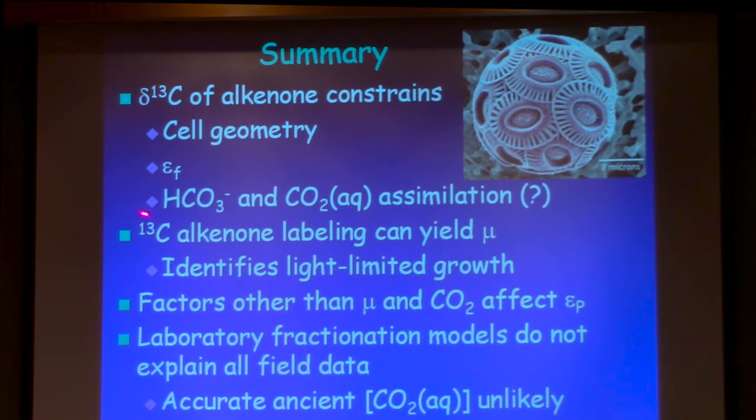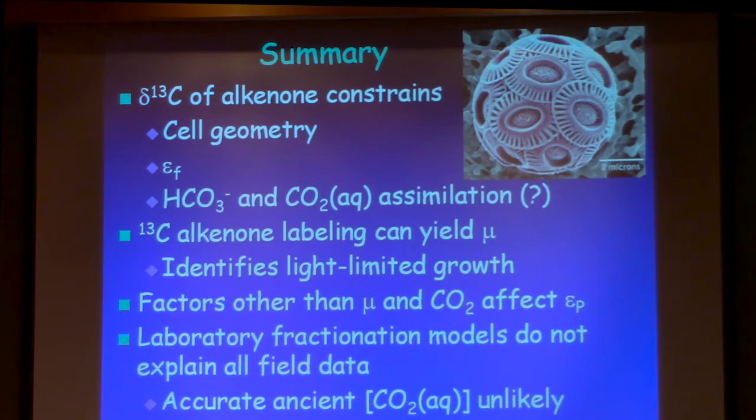And certainly this 13C labeling, which gives us growth rate, can identify where light limitation of growth is a major control on not only the growth of these algae, but also carbon isotope fractionation. But there are other factors that we still don't understand on what controls growth rate, what controls CO2, and its effect on carbon isotope fractionation.